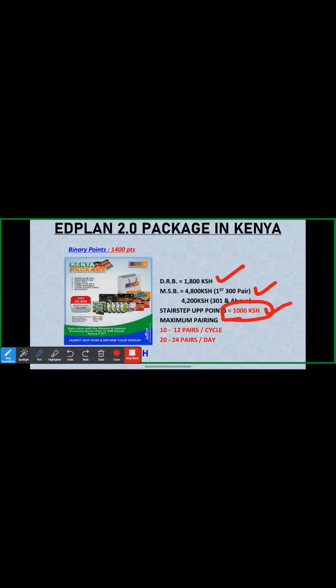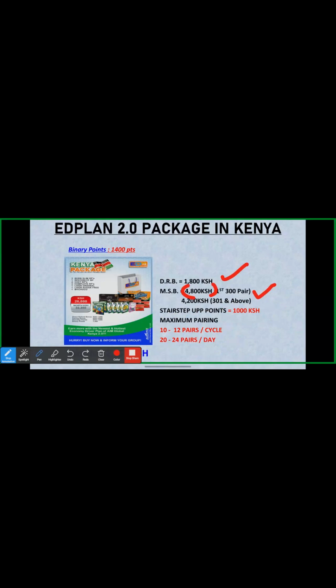Okay. And then this system also has the maximum pairing of 10 to 12 pairs in a day and 10 to 12 pairs during the night. So in the first 24 hours, you can enjoy 10 to 12 pairs. Now, I want us to understand something here. Let me just repeat. The sponsoring bonus for this is 1,800. Now, for the first 300 pairs, you will enjoy 4,800 Kenyan shillings.